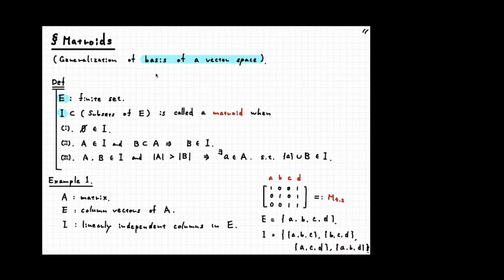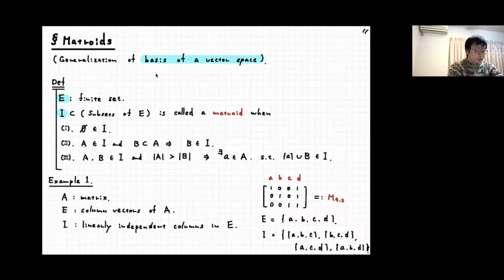Okay. And rather than this formal definition, you can understand what is happening when we consider the following examples. The first example is, of course, coming from a basis of the vector spaces. It is given as follows, starting from a certain matrix capital A, and as a finite set capital E, usually imagine the column vectors of capital A. Then inside of these subsets of column vectors of capital A, we can consider all of the linearly independent columns in capital E. So this is the definition of this capital I.